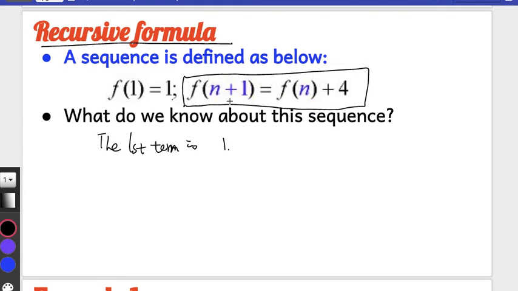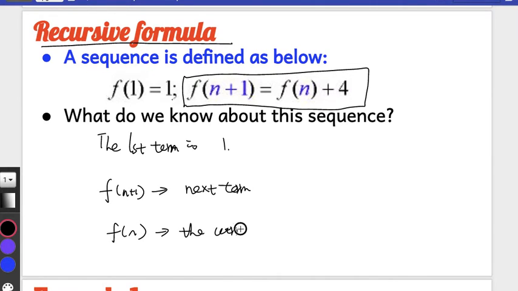We know f_(n+1) is the term after f_n, the next term, right? And f_n is the current term. Think about it this way. As we just mentioned, according to the location, f_(n+1) is the term after f_n, the current term. So this is telling us that, in order to get the next term, we need to add 4.